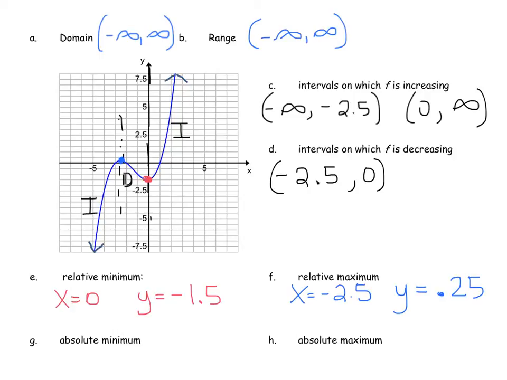Absolute maximum, absolute minimum. Because this graph continues to infinity, it's impossible to give it a highest value or a lowest value. So this graph has no absolute minimum and no absolute maximum.